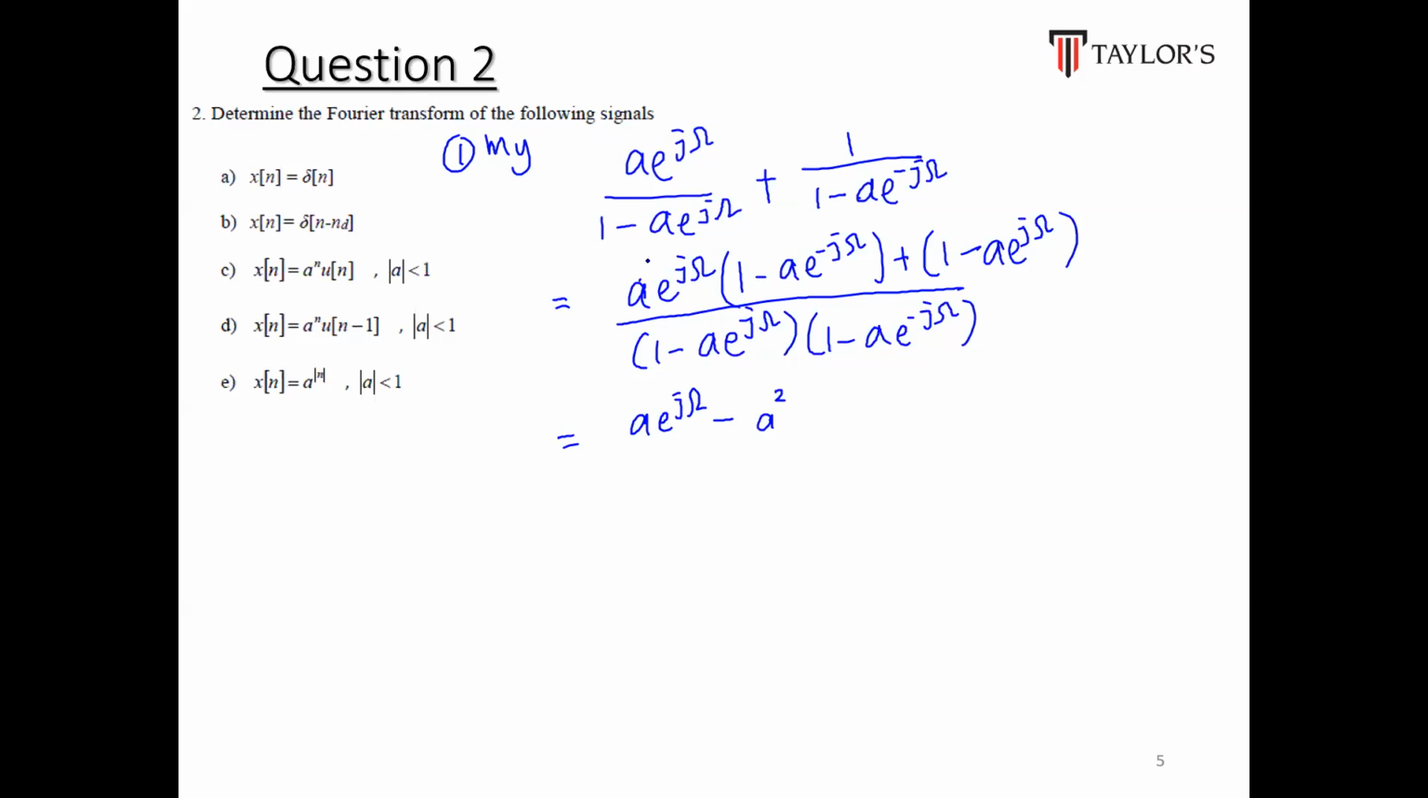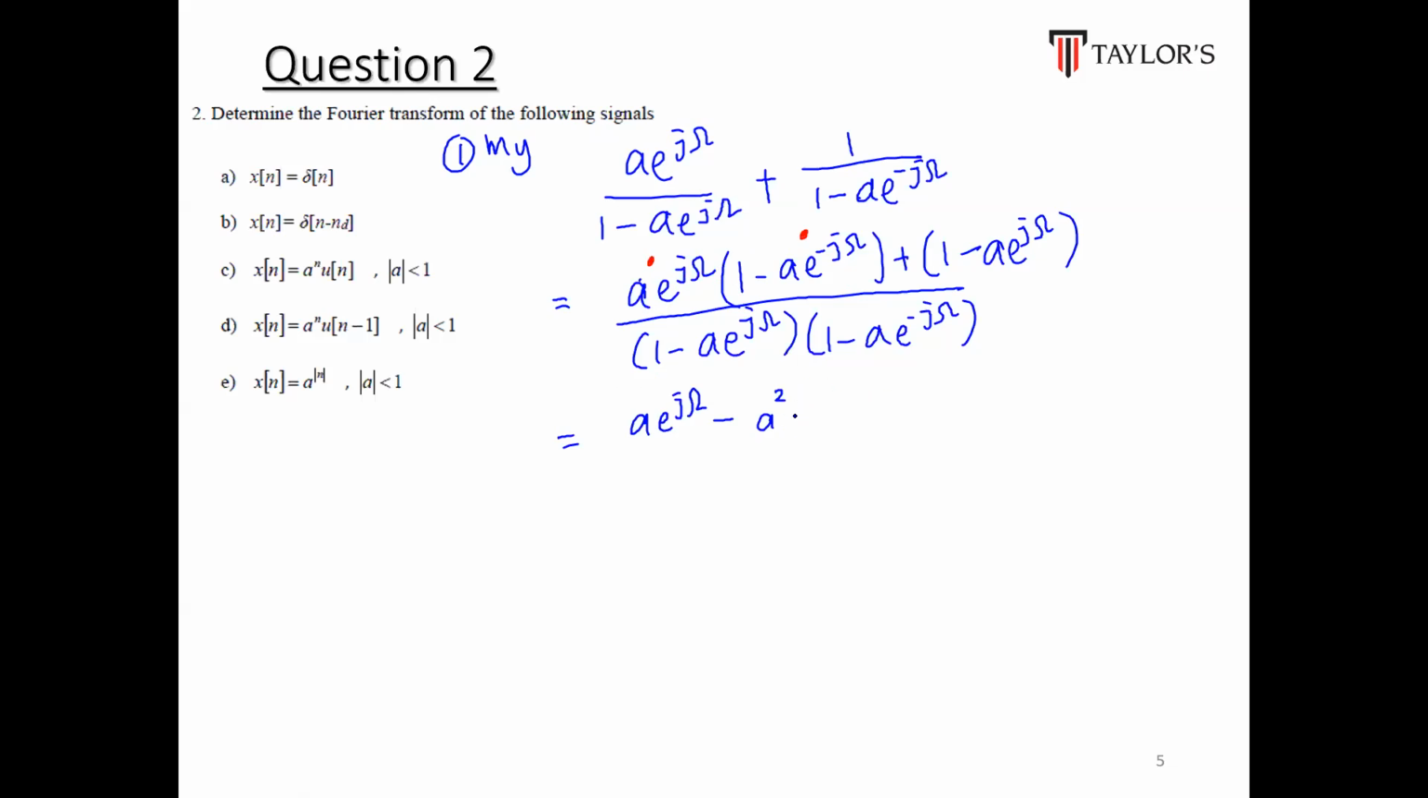Okay, now I'm doing this one. Hope you're not lost now. I'm doing this two now. A squared e^{jω} multiplied by e^{-jω}. It becomes e^0, correct? e^0 is just 1. So it's just A squared.